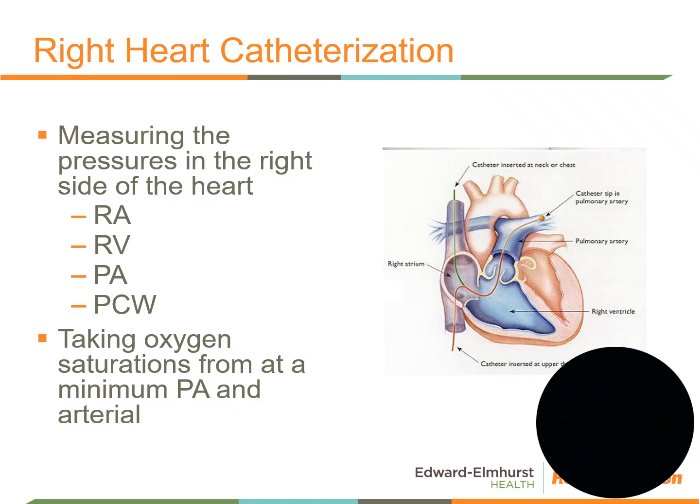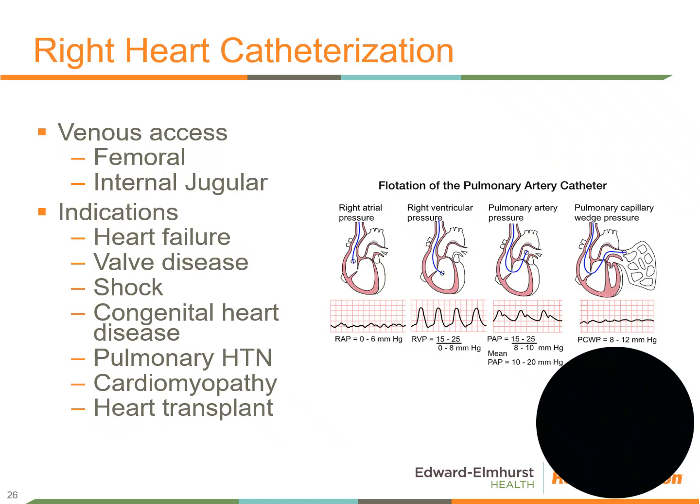And so then our right heart cath. This is a procedure where we measure the pressures of the right side of the heart. So we're measuring the pressures of the right atrium, right ventricle, pulmonary artery, and pulmonary capillary wedge pressure, which is an indirect measurement of the left atrium. We take oxygen saturations, at a minimum PA and arterial, and this will give us our cardiac output from a Fick level.